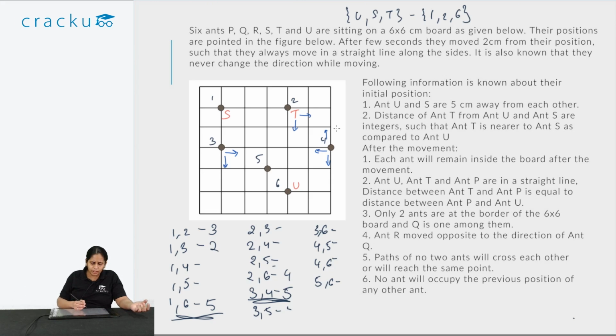Consider the case for U. U can move up, U can move left, it can't move down, it can move right. So 3 things are possible for U as such. Okay, now let's take a look at the rules as such.